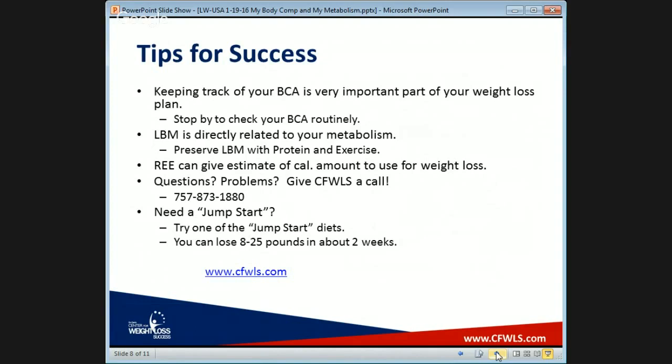Need a jump start? You can get the jump start diets. Obviously, this is something that we encourage people to do if they're struggling. Kind of go back to the beginning. You can utilize some of the shake diets if you're just wanting to lose 15, 20 pounds. It can work very nicely. We see people lose 8 to 25 pounds in just 2 weeks, and some do it over and over. We've got people that have lost close to 100 pounds just doing that intermittently, switching between the mini jump start and the jump start plan.